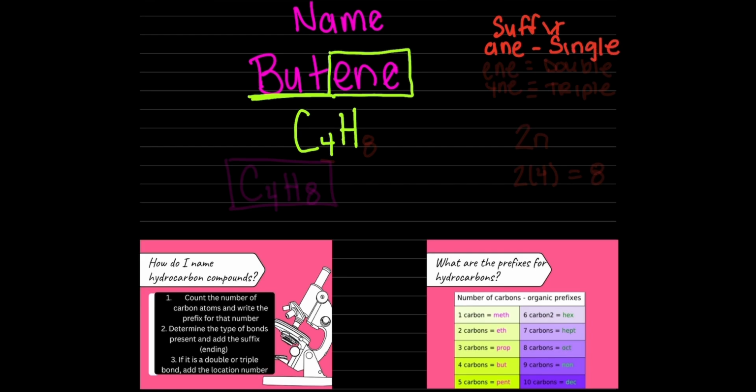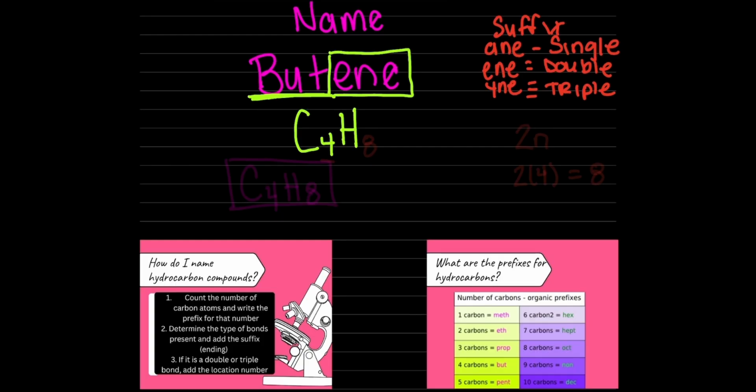My suffix for my double bond will be ENE. And then my suffix for my triple bond will be, and let me actually draw the bonds, because I'm sure that helps, my triple bond will be YNE. All right. Now, here is the thing.